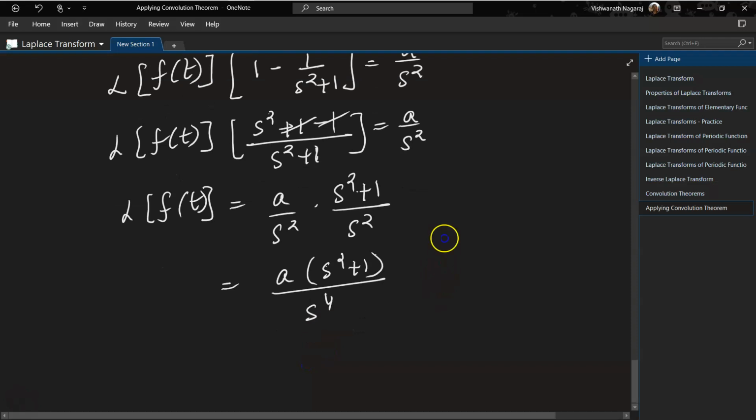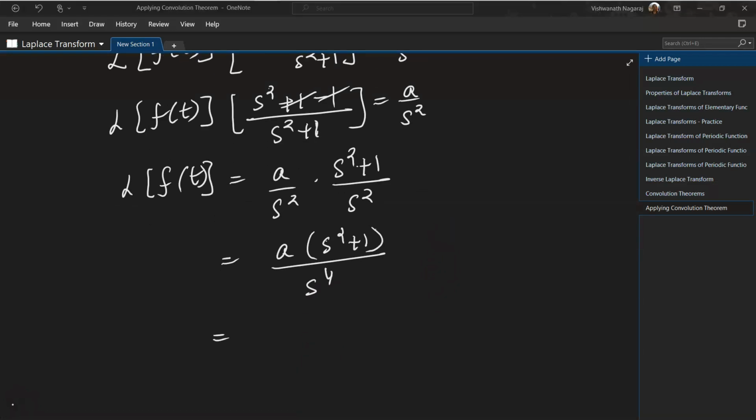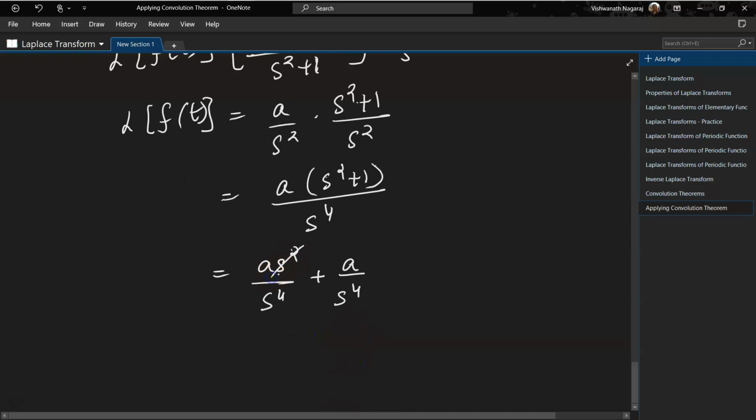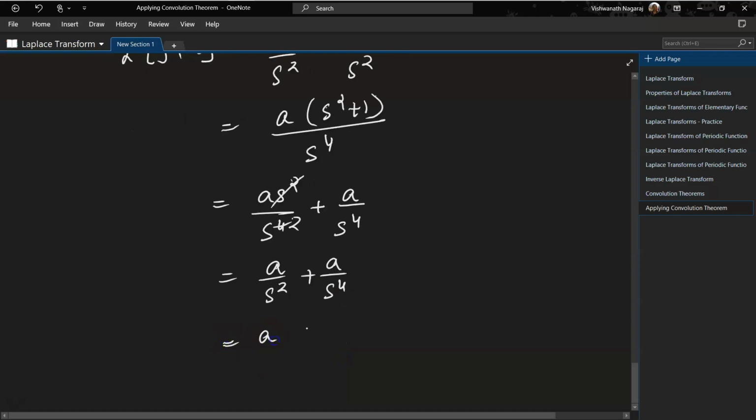Now let's split this. a s square by s to the 4 plus a by s to the 4. So what we end up with is a by s square plus a by s to the 4. And now let's take a common out. We could have done it in a much simpler way also. a times (1 by s square plus 1 by s to the 4).